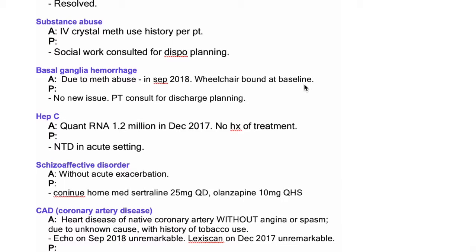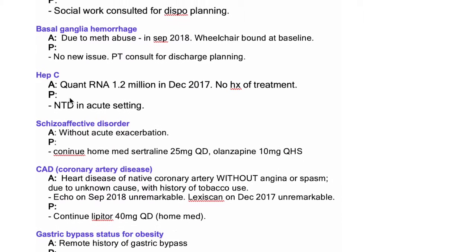Now, some people may write baseline neuro exam here. I personally don't like to, because I like my assessment and plan short. If someone wants to know this patient's baseline neuro exam, then they should go to my physical exam section, or I would write the baseline neuro exam. And in this case, the only thing I did was I consulted PT for discharge planning, because again, think about discharge from the day someone comes into the hospital.